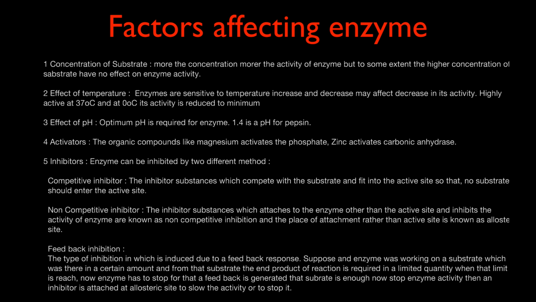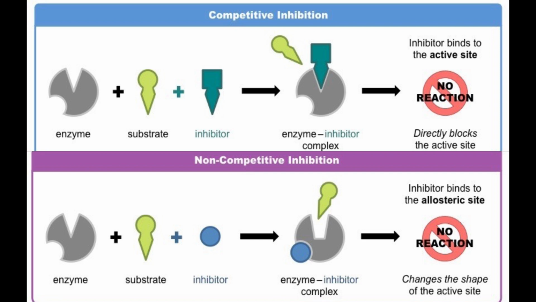Enzyme activators and inhibitors. As I told you, we will be studying activators and inhibitors. What are the activators? Compounds like magnesium activate the phosphatase, and zinc activates the anhydrase, which are enzymes. So these are the activators. Inhibitors: enzymes can be inhibited. There are three methods of inhibition of enzymes, which are competitive, non-competitive, and the third method is feedback inhibition.